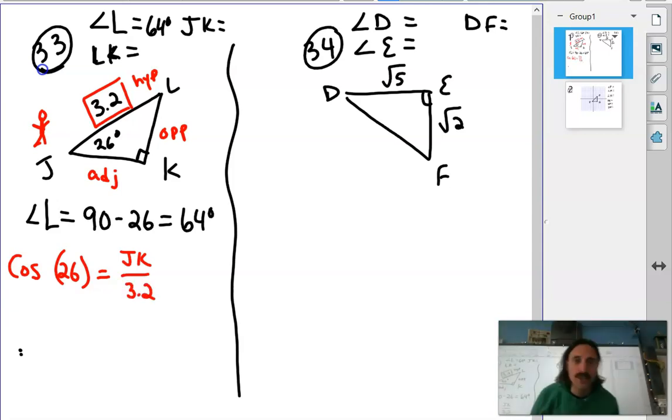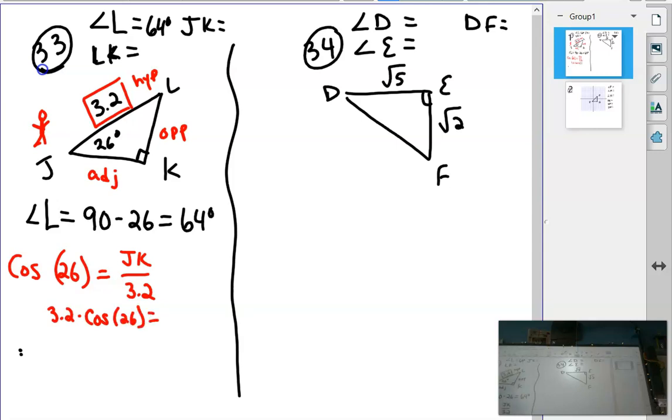And basically what I'm going to do here is cross multiply. Cosine of 26 is just a number, just a decimal. I can multiply both sides by 3.2. And when I do that, I'm just going to use my cheater book here. I get 2.88.